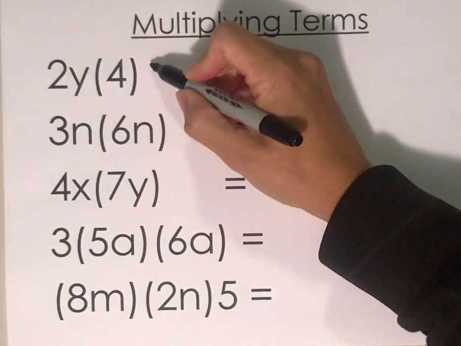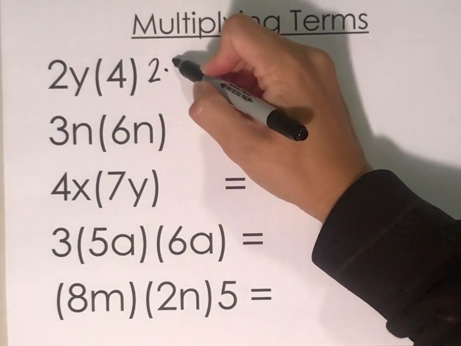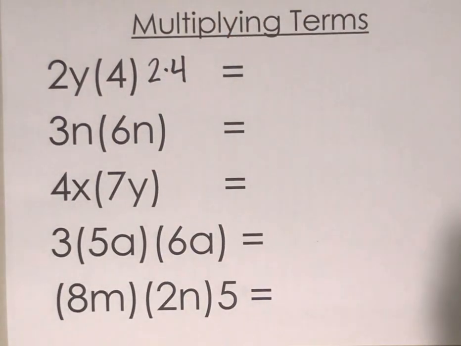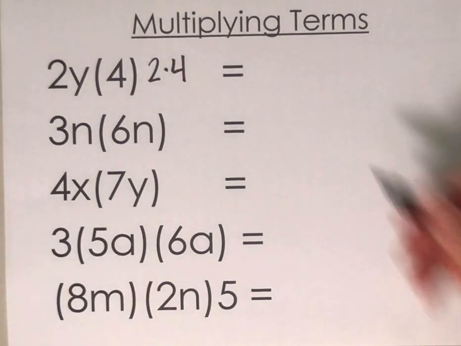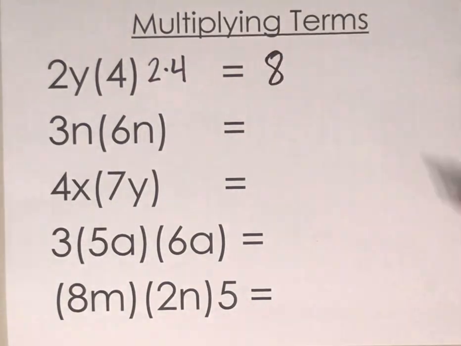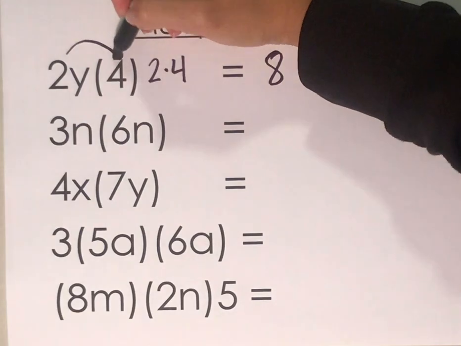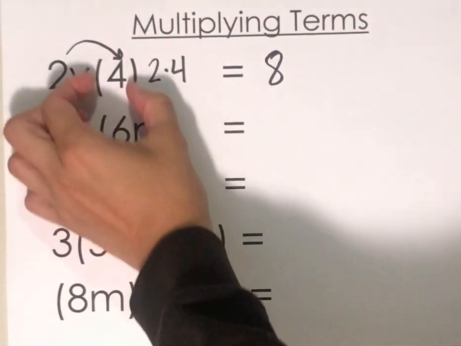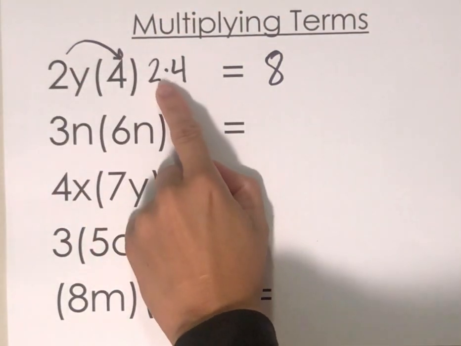So it would be 2 times 4, so you want to think about your numbers being together. So 2 times 4 gives you 8. Do you see how I did that? I'm just multiplying those across. And remember, parentheses means to multiply. It means the same thing.